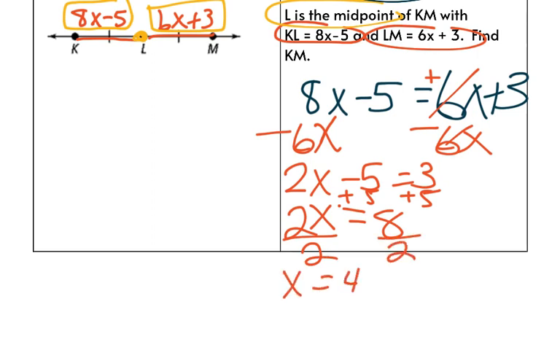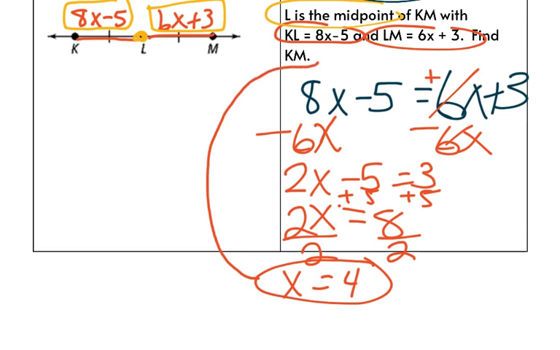But be careful. Because if you're doing Delta Math for this section and you type in a 4, it's going to give you a red X because it didn't say to find x. It said to find the length of the whole way across. Well, if 4 is correct, then when I put it into 8x minus 5, and if I put it in here, they're going to be the same. Assuming I did my arithmetic correct, or my algebra.